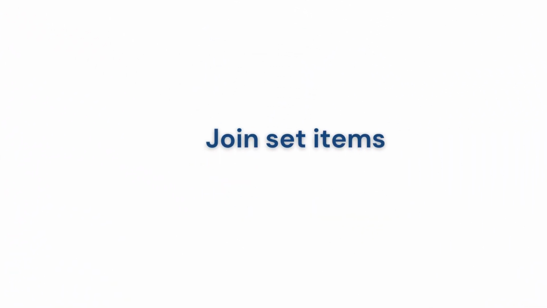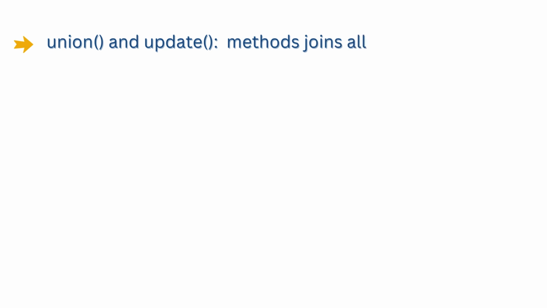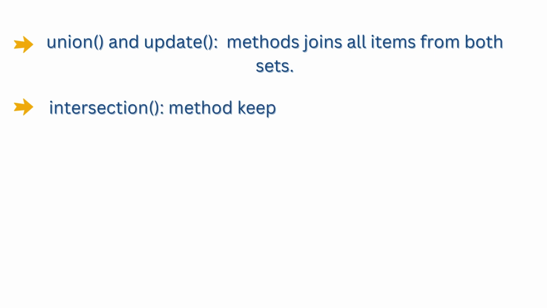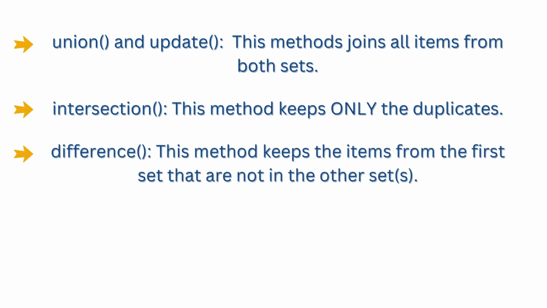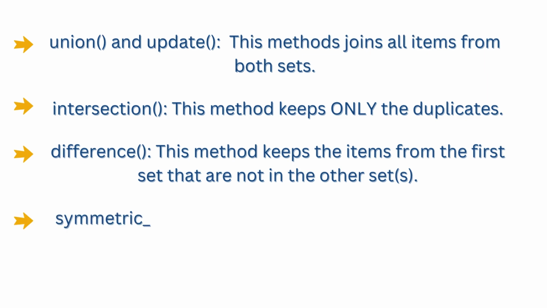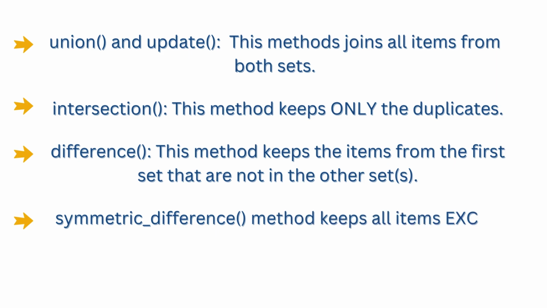Moving on, let us see how we can join sets. There are several ways to join sets, such as the union and update methods, which join all items from both sets. The next is the intersection method, which keeps only the duplicates. Then we have the difference method. This method keeps the items from the first set that are not in the other sets. Then lastly, we have symmetric difference. This method keeps all items except the duplicates. So let's see each and every method with examples.